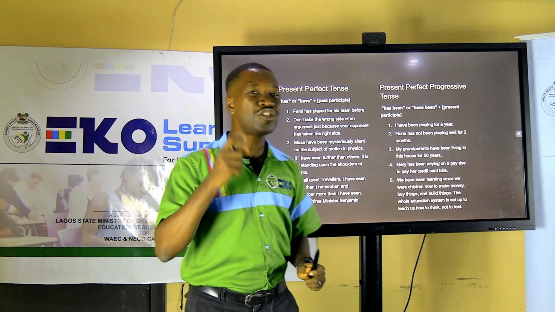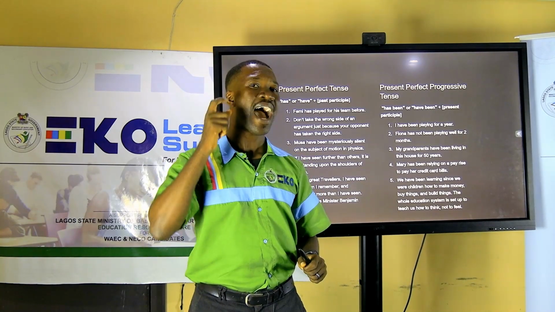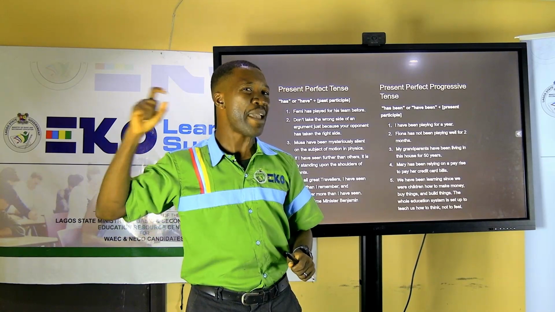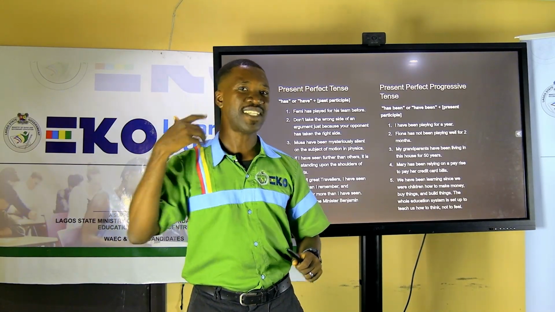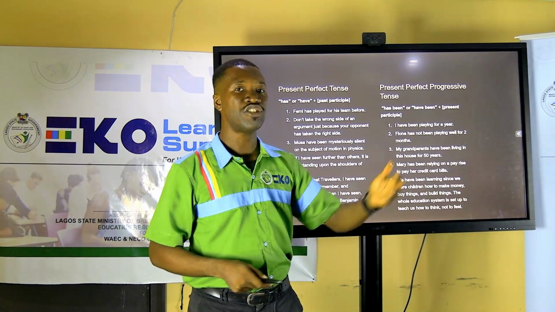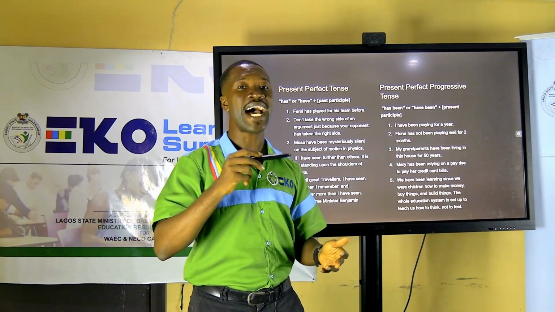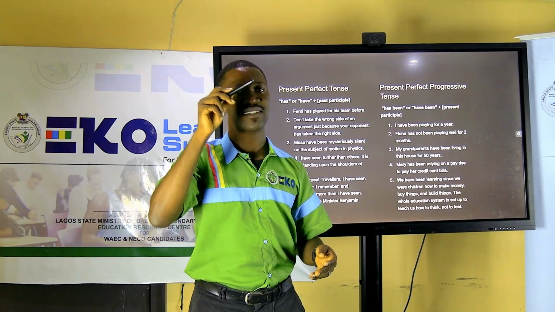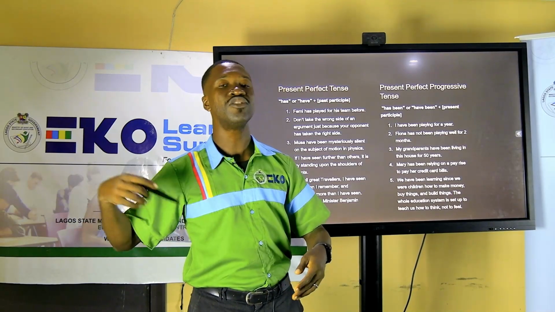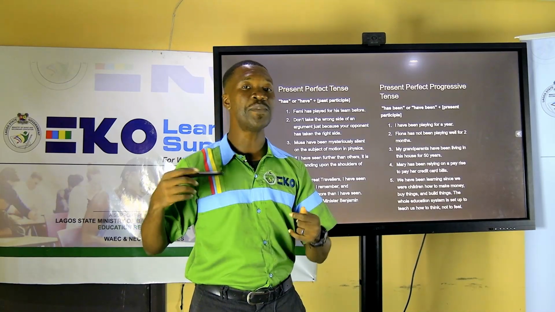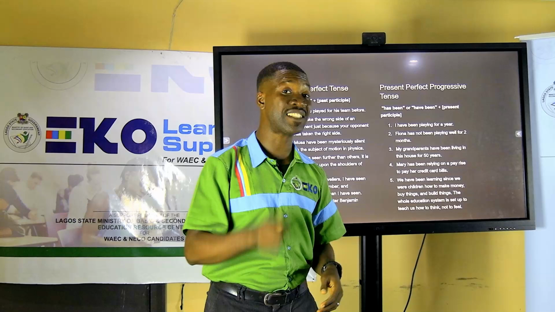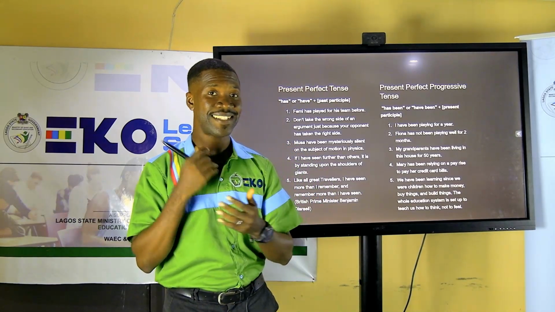Note, you cannot use your has, have, or had without using a perfect tense. I have seen situations where students, most especially when they are trying to answer WAEC questions, use the auxiliary has, have or had, and some of them will use the normal simple past tense. Some even use present tense. It is wrong. You must only use your past participle, which is your perfect tense.